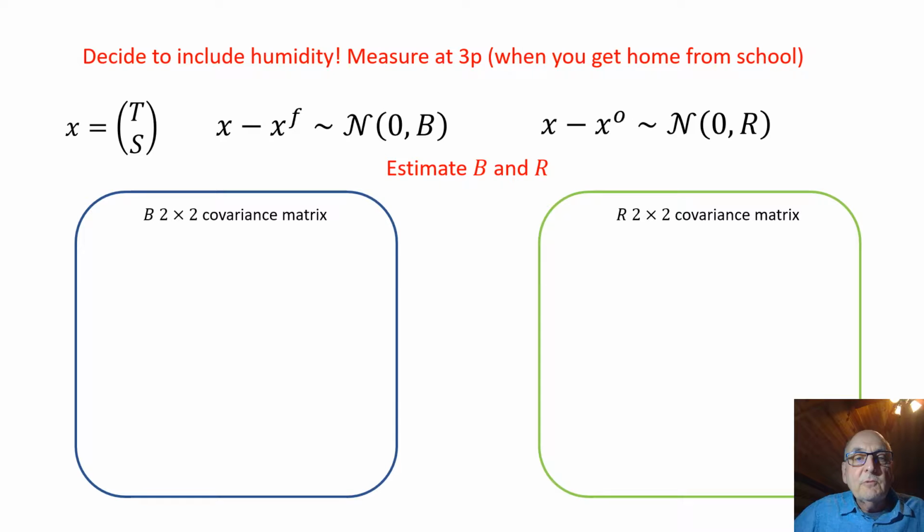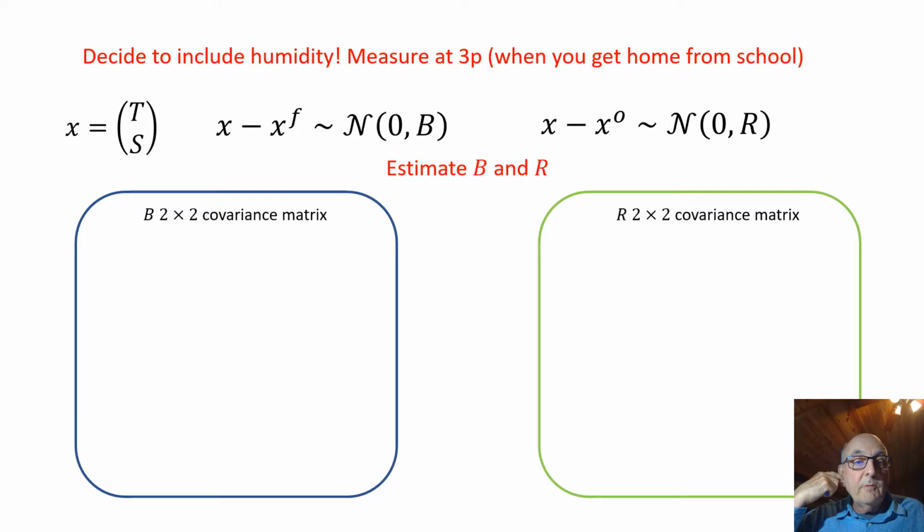Okay, so we're going to assume that X minus the forecast is distributed now, and now it's a two-dimensional variable, so this is a multivariate PDF, normally distributed with X minus XF normally distributed with mean 0, and we have to specify now a 2x2 covariance matrix B. And then X minus X0 is going to be distributed with a two-dimensional covariance matrix R. Okay, so B is like sigma 1 squared, R is like sigma 2 squared, but they're 2x2 matrices. So what you want to think about, first of all, is how you're going to figure out B and R.